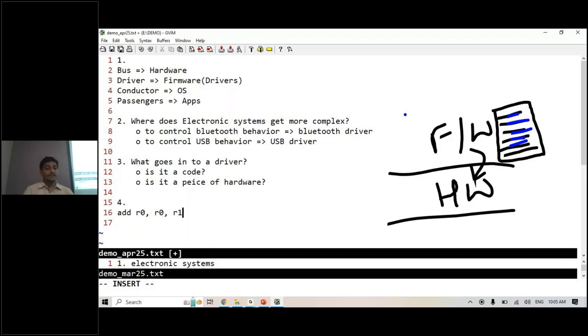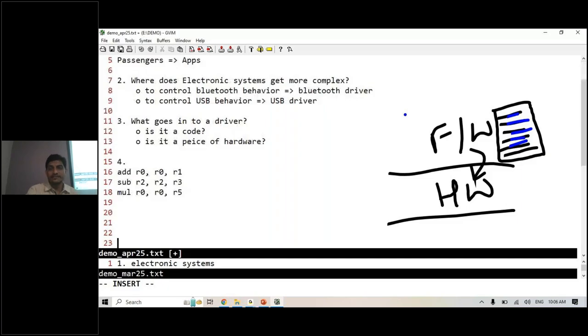Like this I can do multiple things: sub, multiply, branch. There are almost 50-60 instructions. So finally what happens, let's say I write just a typical code, R2 minus R2 R3. A few things I do, let's say R0, R0 comma R5. I just wrote like this. This code is called assembly code. This is called assembly language.